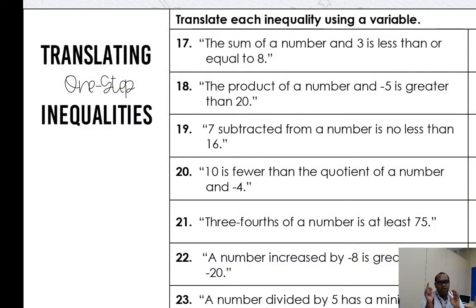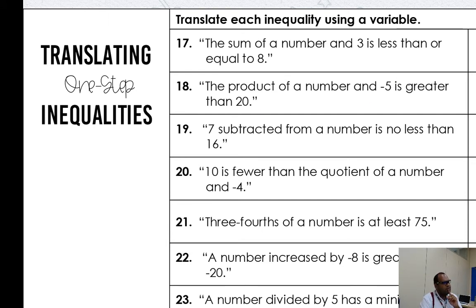Okay, guys, right now the thing I want to show you is translating one-step inequalities. Guys, we worked this already. Read, understand, translate. The sum of a number: the math operation for the sum is adding. The sum of a number, my number is x, as I told you, and 3 is less than or equal to 8. Mister, just simple like that? Just simple like that.